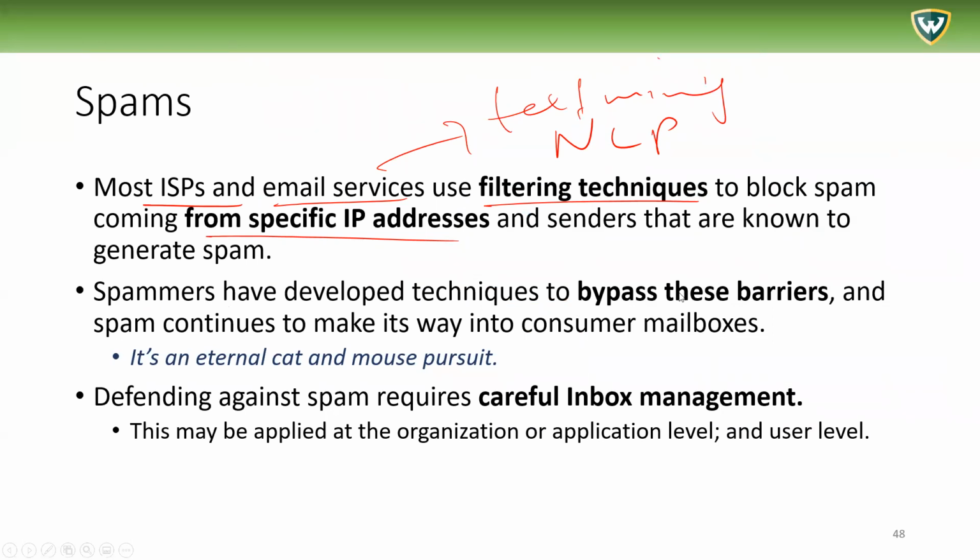Spammers have developed techniques to bypass these barriers. Surprise, surprise. And spam continues to make its way into consumer mailboxes. It's an eternal cat and mouse pursuit. Defending against spam requires careful inbox management, which may be applied at the organization or application level. So once again, the email services themselves, the email apps, apply certain measures. The organization may have certain business procedures that need to be followed to avoid this. And also you may apply your own management by redirecting your content and being smart about the content, how you're organizing your information and what you're selecting to view or not.